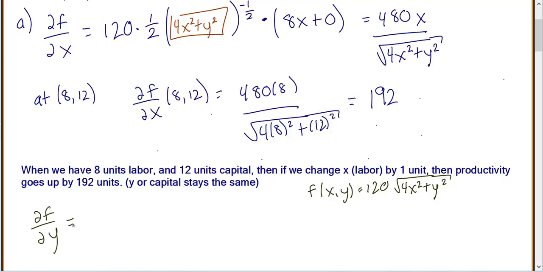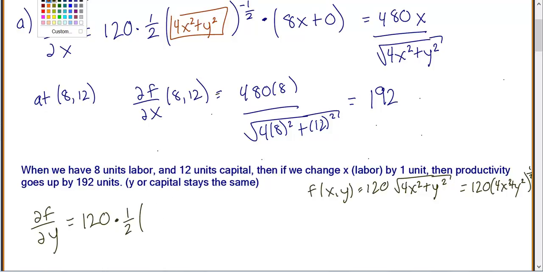So with respect to y, once again, the 120 is going to stay the same. So our 120 as a constant stays there. Now we need to bring down that power of the 1/2. We keep whatever was inside our box exactly the same, just like we have a box around everything inside the square root of our 4x squared plus y squared.